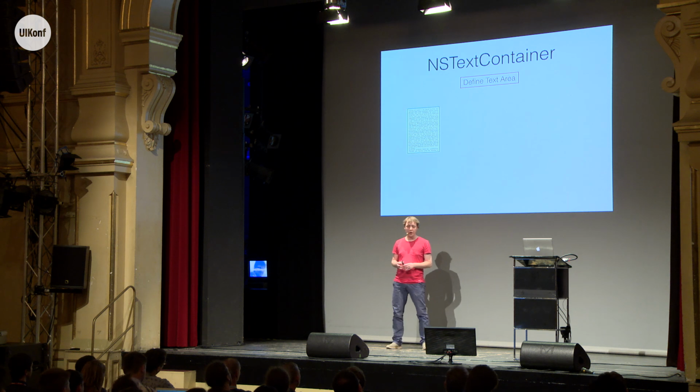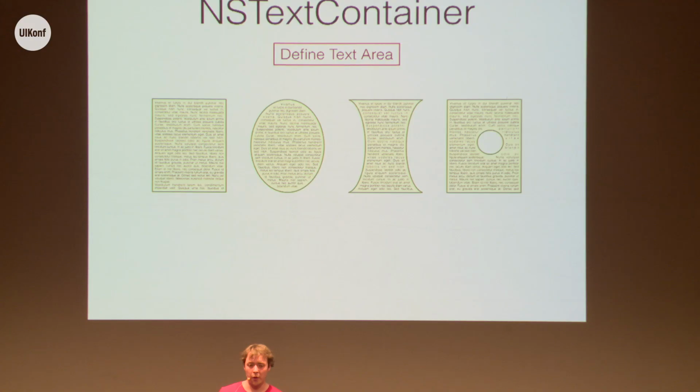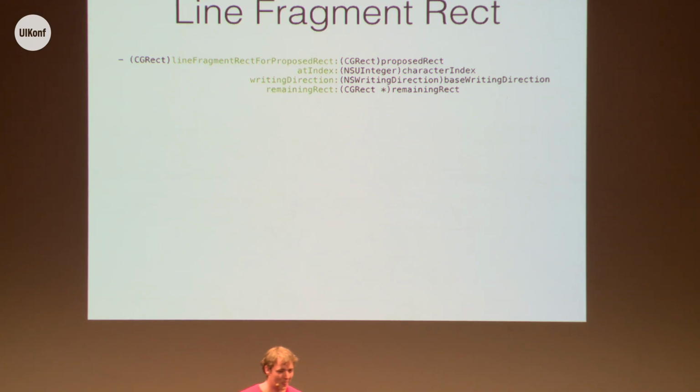So usually you have a rectangle where you say, hey, this is my rectangular view, and I put my text in there. But you may have anything else, like a circle where the text goes in, or a concave shape, or you have holes in your text where the text should flow around. This is the duty of NSTextContainer, to tell the text system. And it works through a single API, like I said, this elegant method. Line fragment rect for proposed rect at index writing direction remaining rect. I'll give you a second.